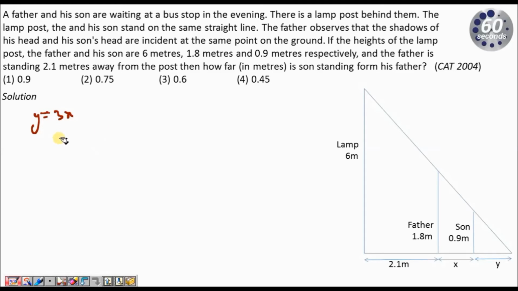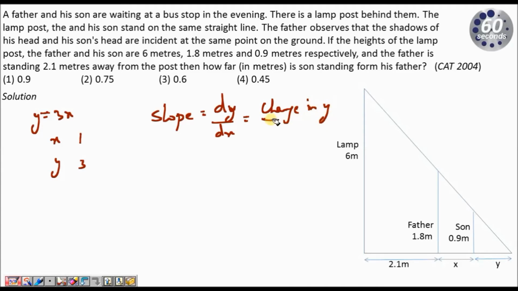So if x changes by 1 unit, y will change by 3 units. If x increases by 1 unit, y will increase by 3 units. And if x decreases by 1 unit, y will decrease by 3 units. So basically slope, as we know it, which if you remember, we used to represent by dy by dx, is nothing but change in y by change in x. I am just setting a pretext, or giving you a background.